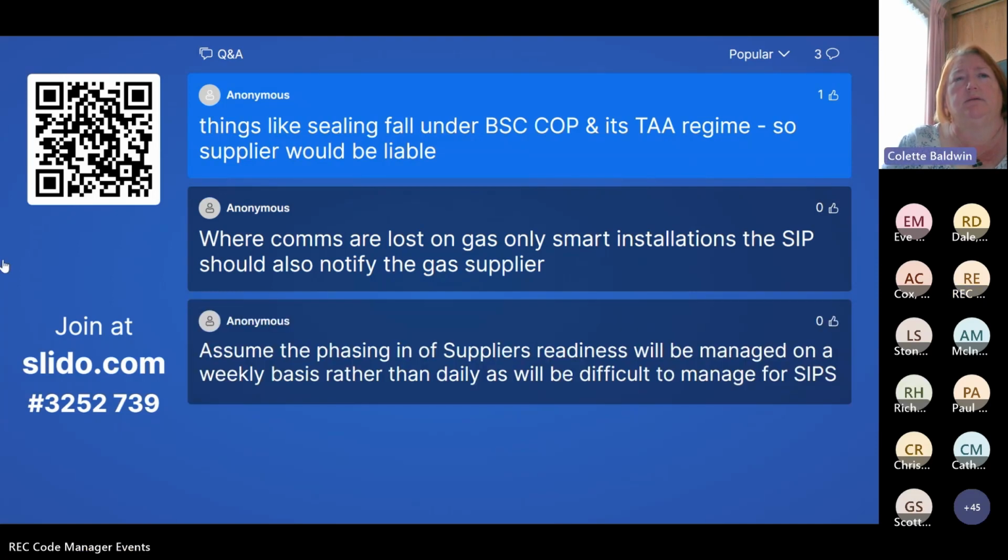Don't know why the supplier would own the liability there in this scenario, because it's not the supplier or the supplier's agent that's done that. That's why the liability regime has been put into DCUSA to cover this.